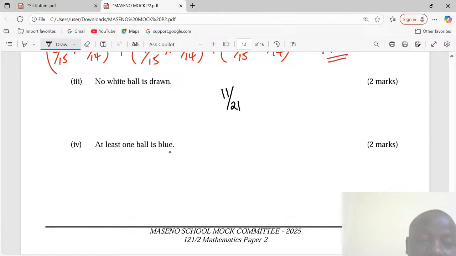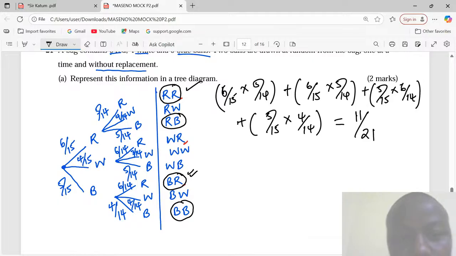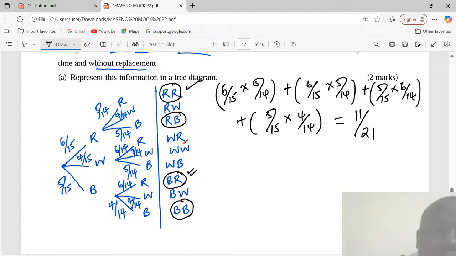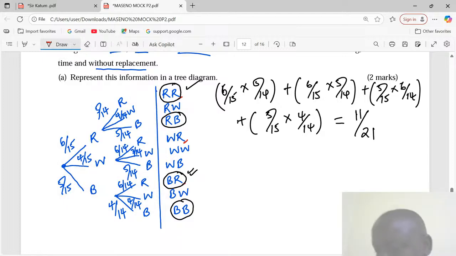And finally, at least one ball is blue. Now, when we say at least one ball is blue, it means at least there is a blue. So it can either be one or more, but at least we see a blue. It can be one or both. So all the cases where blues are there, that's what we want.